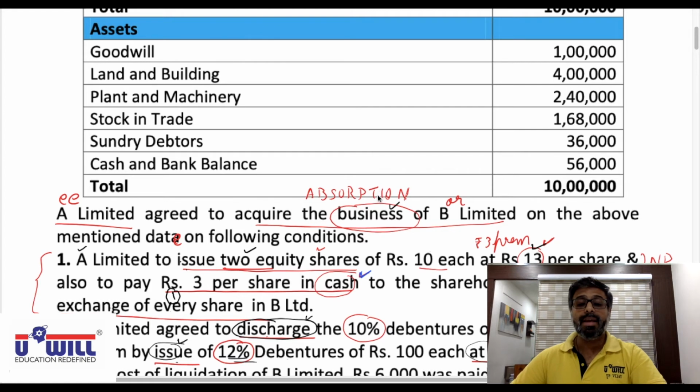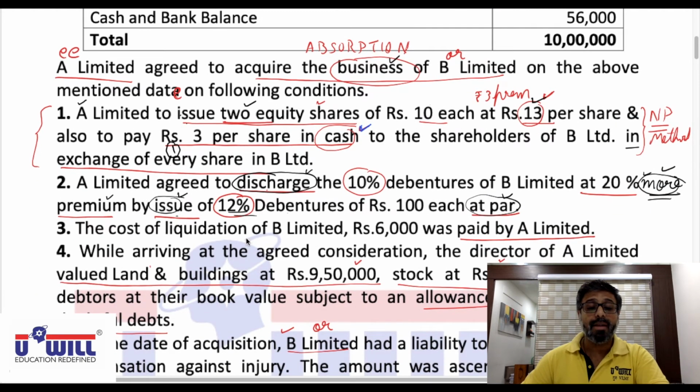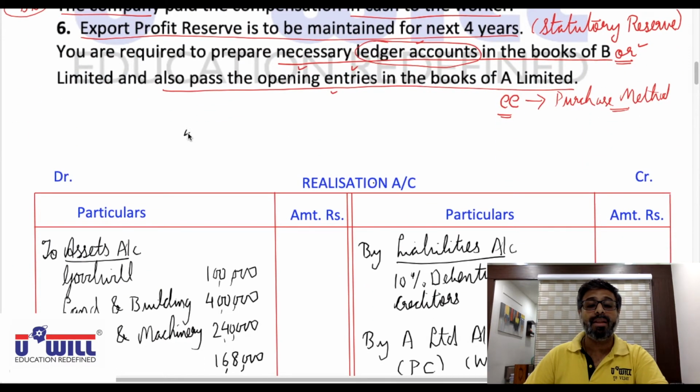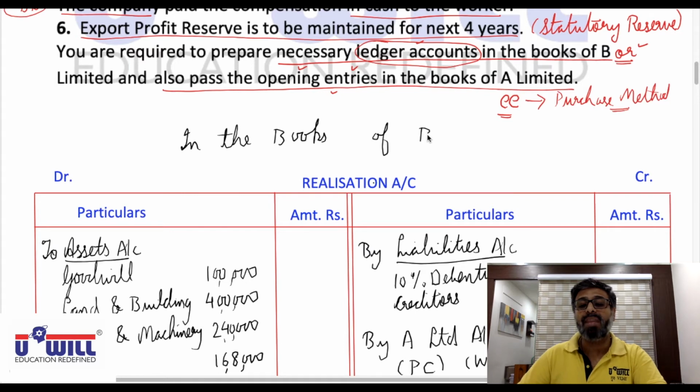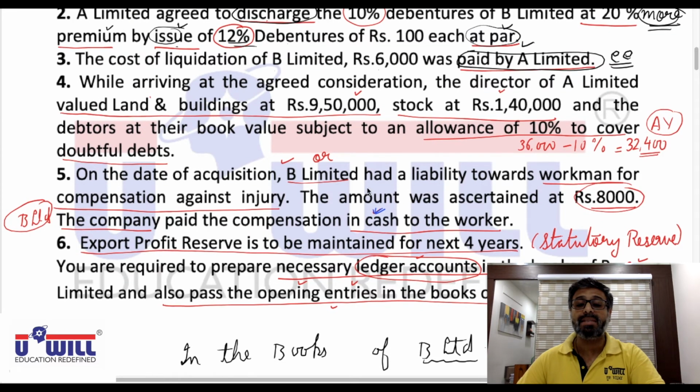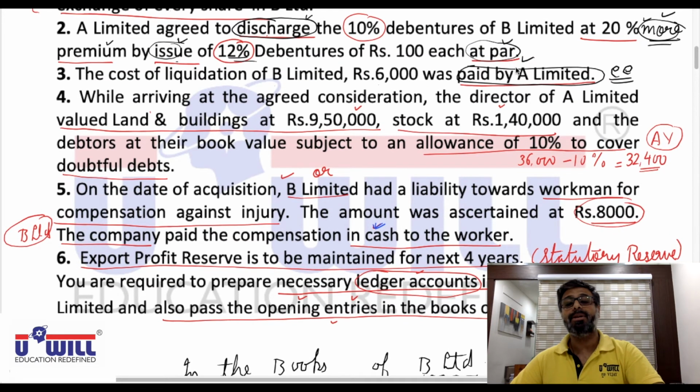Three things. Here payment of expenses we don't have, because liquidation expense of B Limited is being paid by A Limited. So we will pass the entry in the books of A Limited, transferee company. In the books of B Limited, you can give this heading: these all are in the books of B Limited, transferor company. In the books of B Limited, no entry will come for payment of expenses because liquidation expense of B Limited is there, but it is paid by whom? It is paid by A Limited. So the entry will come in the books of the transferee company.